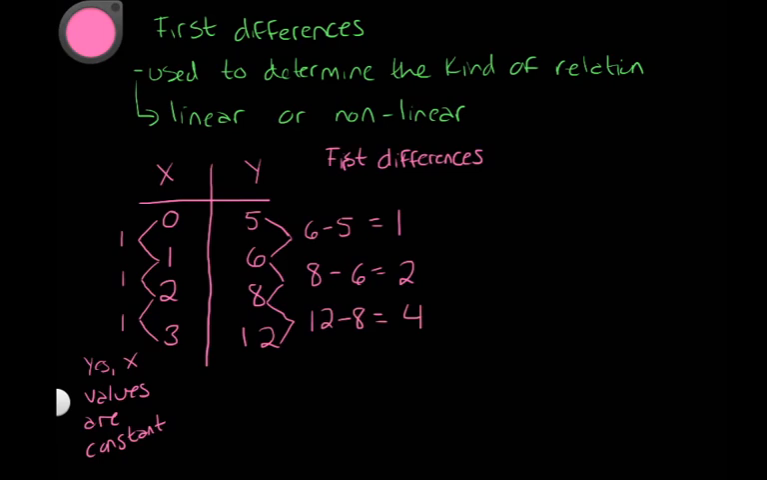So in order for a relation to be linear, all of the first differences have to be equal. So are these first differences equal? No, because I have a 1, a 2, and a 4.